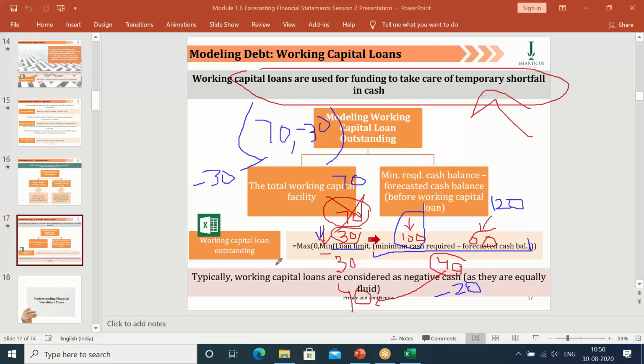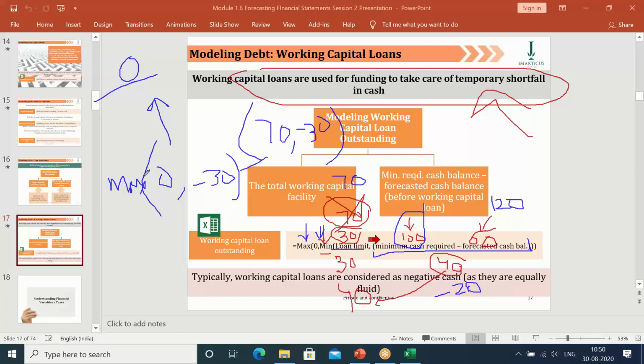ये clear है यहाँ तक? Yes. Which is technically wrong, because I can't take a loan of minus 30 from the bank. इसलिए मैंने क्या किया है, इसको 0 के साथ मैक्सिमम लगाया हुआ है यहाँ पे। What will happen, 0 और minus 30 में जब मैक्स लगेगा तो बाहर 0 आ जाएगा, यानी मुझे कोई लोन की जरूरत नहीं है.